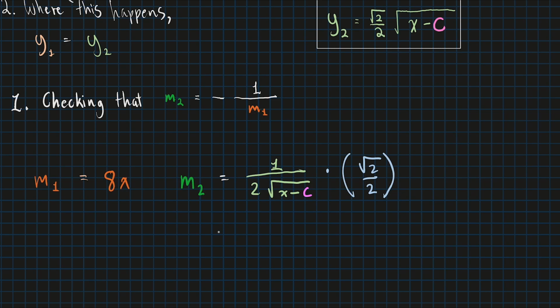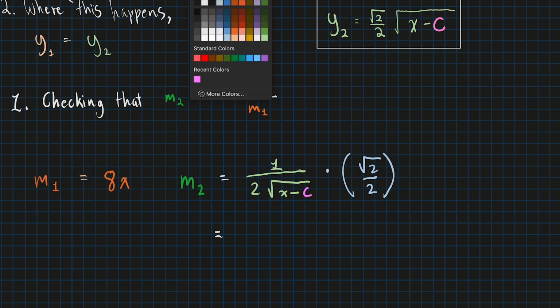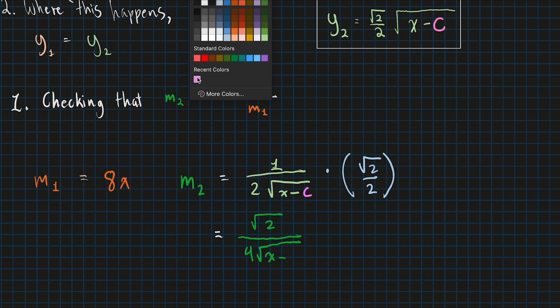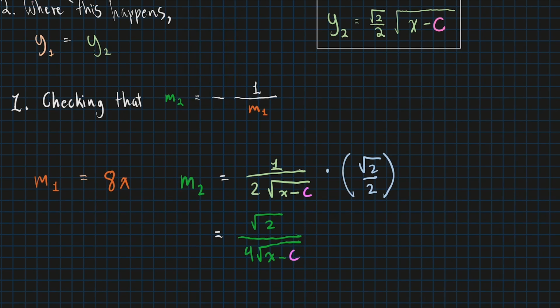And we can just do the multiplication here. So our numerator will be 1 times the square root of 2. That is equal to the square root of 2, of course. And in our denominator, we have 2 times square root of x minus c times 2. So that 2 times 2 will become 4, and we'll be left with, I meant to write 4, 4 times the square root of x minus c. Alright, now we really have our m1 and m2.